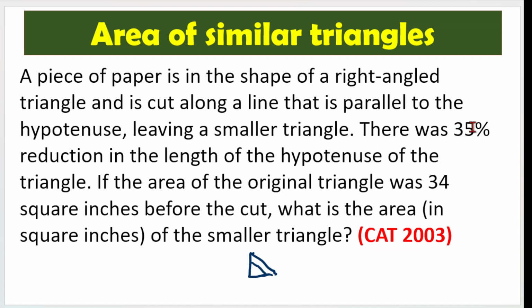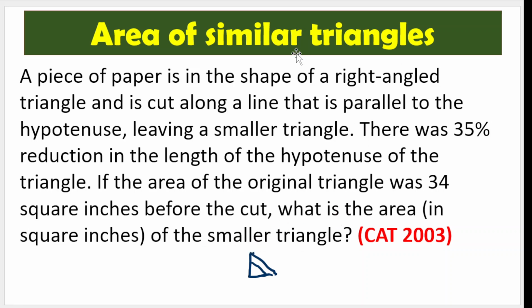There was a 35% reduction in the length of the hypotenuse. The original hypotenuse is whatever, and this one is 0.65 times the original hypotenuse. If the original hypotenuse is 1, then the smaller hypotenuse is 0.65. If the area of the original triangle is 34 square inches before the cut, what is the area of the smaller triangle?